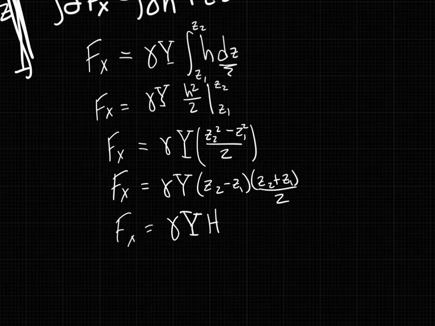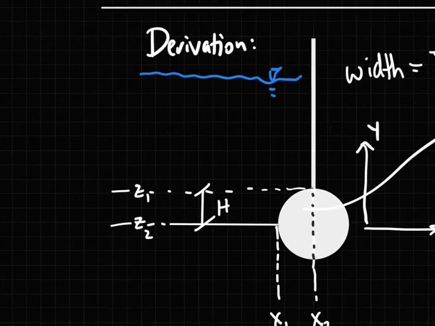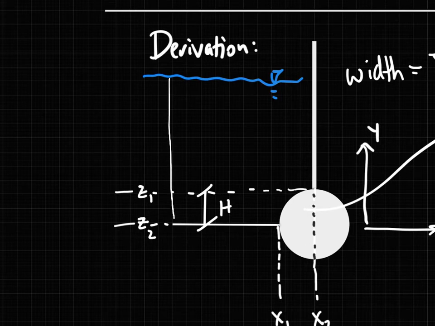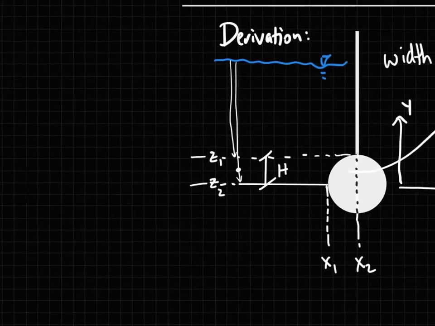That's cool. What is Z2 plus Z1 over 2? Well, let's go look at it. Z2 plus Z1 divided by 2. What happens if you take two things and you add them up and you divide by 2? Well, you get the average. Now, what do we want to call that?